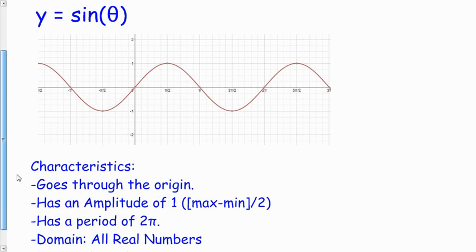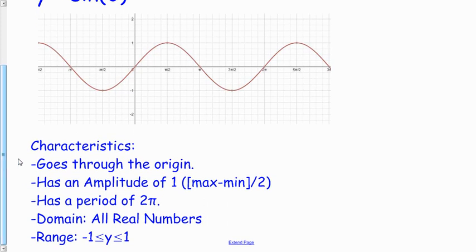The domain is all real numbers, so the x values could be anything. It's going to keep repeating in the x direction, so all x values are present here. And the range is just between -1 and +1. It never goes lower than -1, and it never goes greater than 1. Okay, so this is the sine wave.